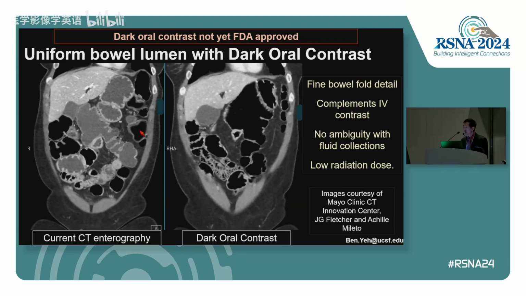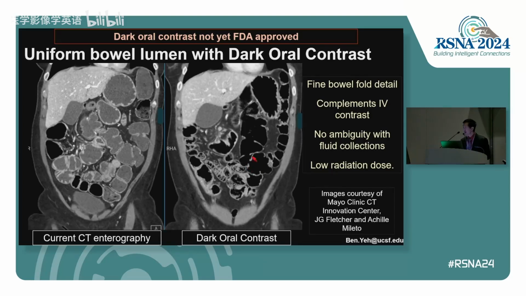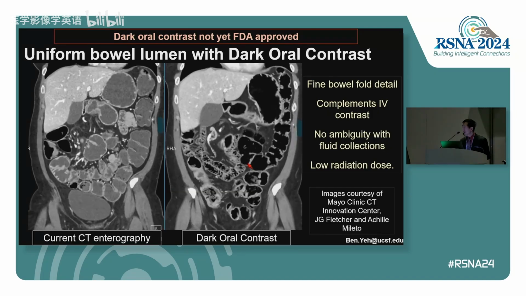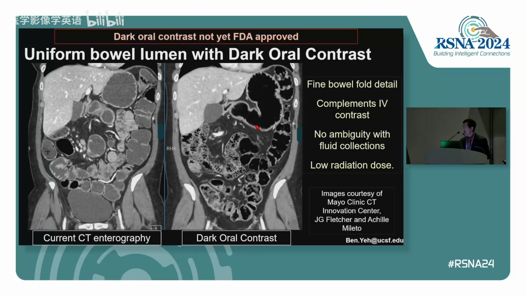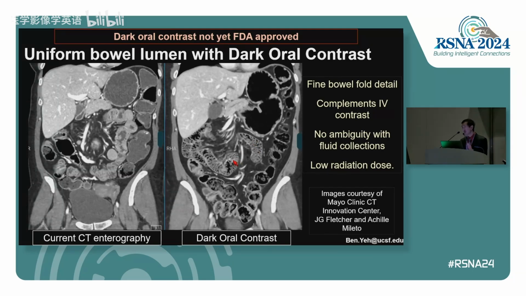And so a new agent being developed by multiple groups in Europe and Asia and America are dark contrast agents. And so we can see this normal air and bowel. This is a scan with a neutral agent. So sometimes there's bowel air. The bowel lumen looks like gallbladder or pus or tumors. But when we have dark material in the lumen, we can distinguish bowel from collections, and also we can see the fine detail of the bowel wall much, much better.